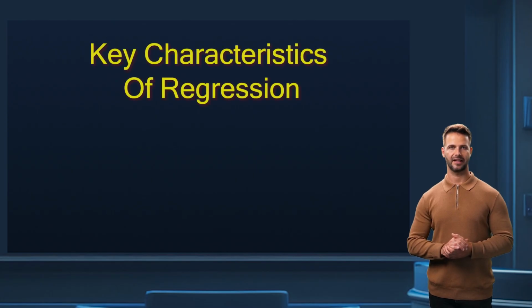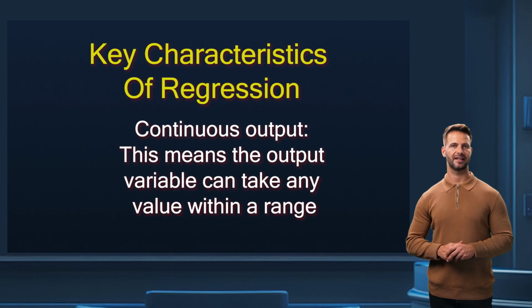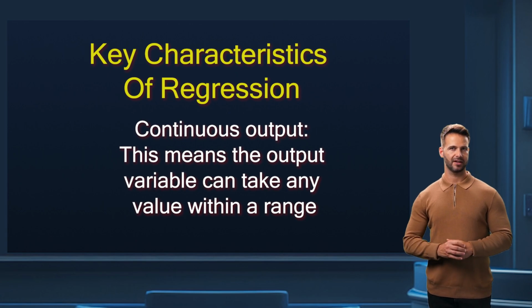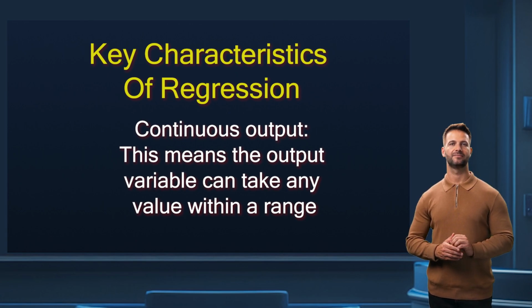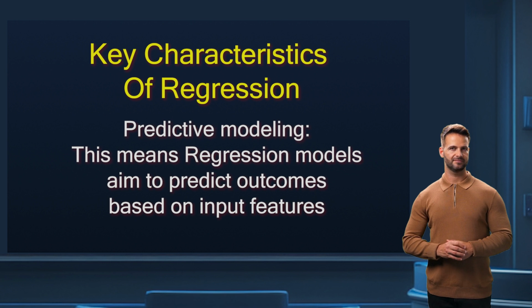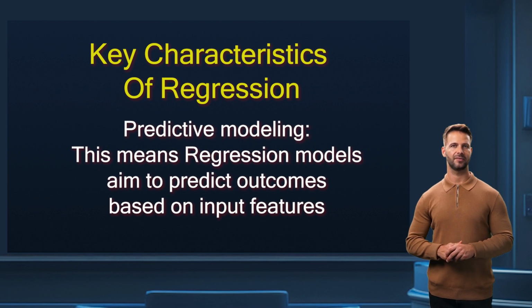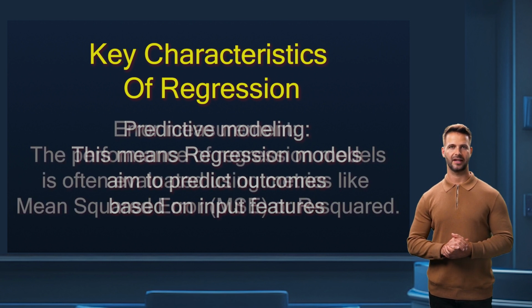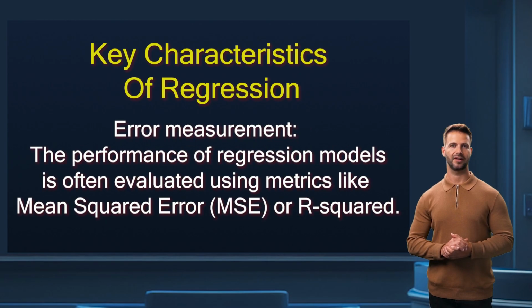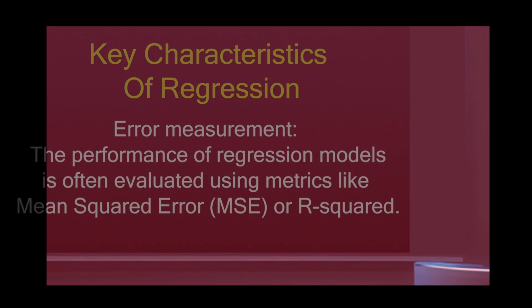Here are some key characteristics of regression. 1. Continuous output. This means the output variable can take any value within a range. 2. Predictive modeling. This means regression models aim to predict outcomes based on input features. 3. Error measurement. The performance of regression models is often evaluated using metrics like mean squared error, MSE, or R-squared. We will get into these in detail later today.